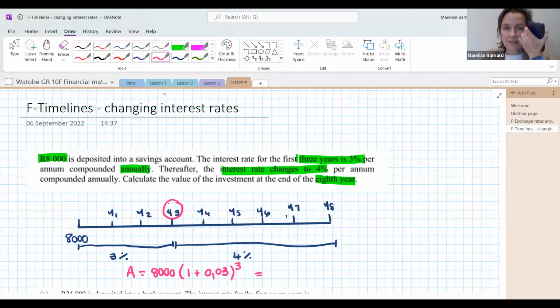Swallow says 8,741. Let's get some more answers from everybody. Yeah, I think that is correct. That's what I got as well. 8,741.82. Okay, that's what we have in the bank at the end of 3 years. So now we're going to take that money and it is going to grow at 4% for the remainder of the time, which is 1, 2, 3, 4, 5 years. So 5 years and 3 years.